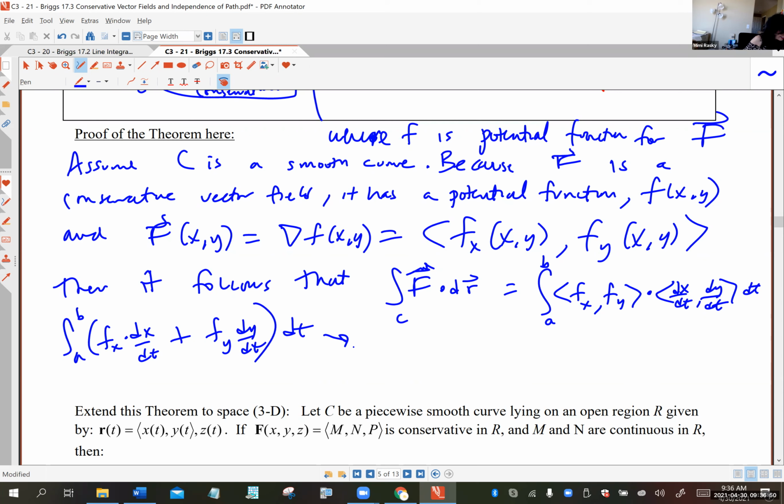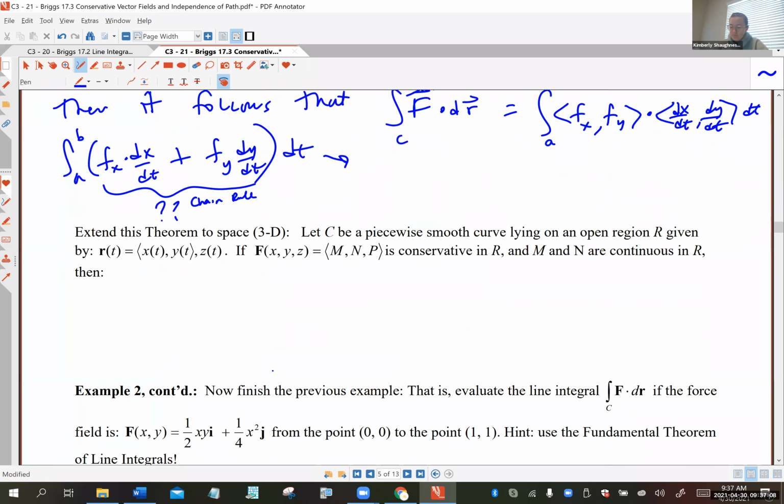What I want you to get here is, what does this look like to you? So you may be going, well, I don't know, I don't care. But I claim that this has a chain rule look to it. Do you guys remember the chain rule from a couple of chapters ago? Yes. So what do I mean?